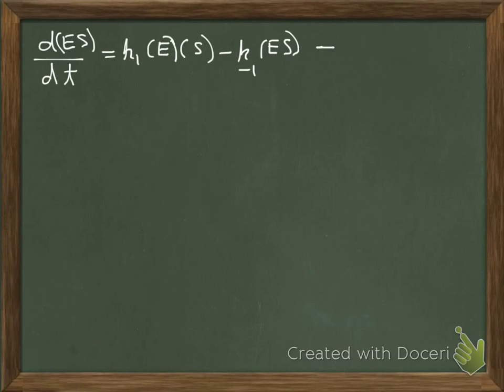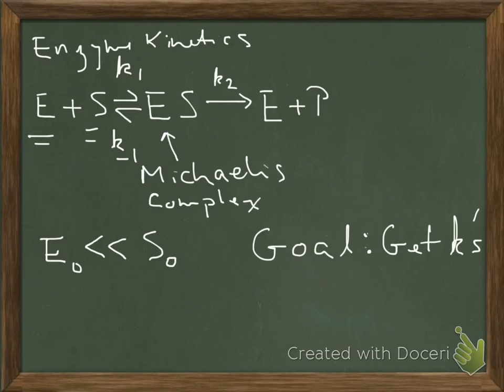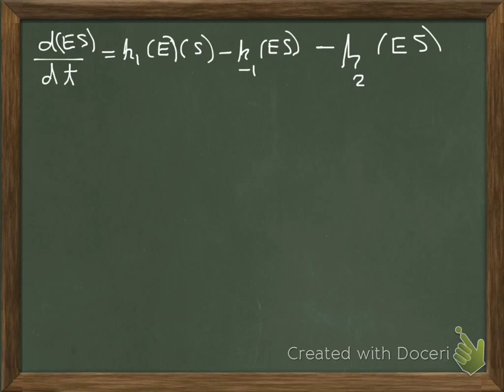So minus the other one, which was K2 times ES. All right, so just go back and look at it. You can see both of those. And so now we can factor out the ES. And also that change of ES with time, what's that equal to? 0. It's equal to 0, and that's the steady state assumption.